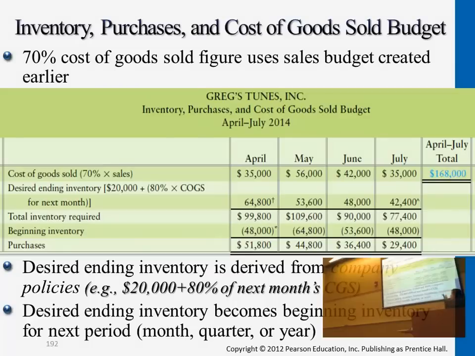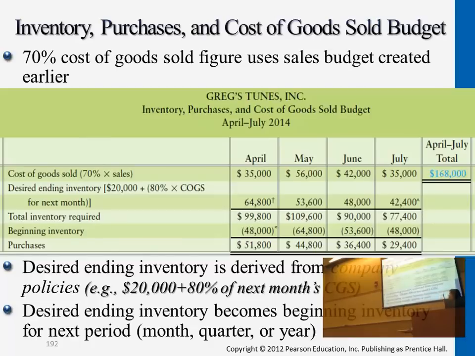Now the second line here, desired ending inventory. They also have a specific policy here. They want to have at least $20,000 worth of inventory, and also 80% of next month's budgeted cost of goods sold. Remember that ending inventory is stored in place for use in next month's sales transactions. So they budget this as having at least $20,000 worth of inventory, and then whatever the first line's cost of goods sold budget is, 80% of that plus $20,000 becomes the ending inventory budgeted level.